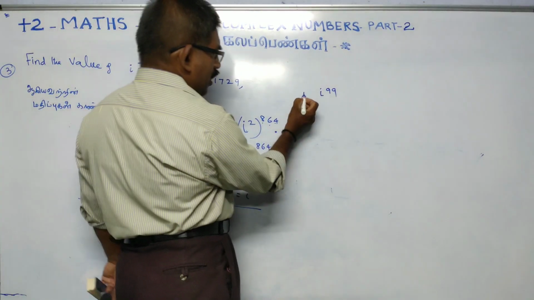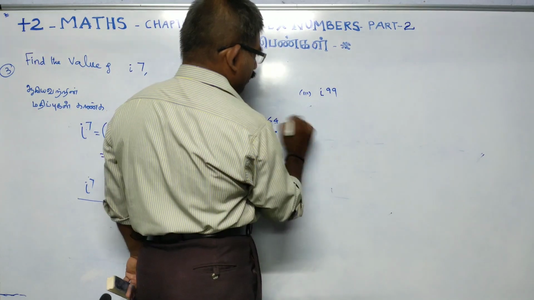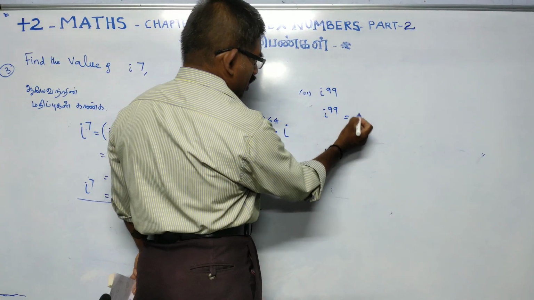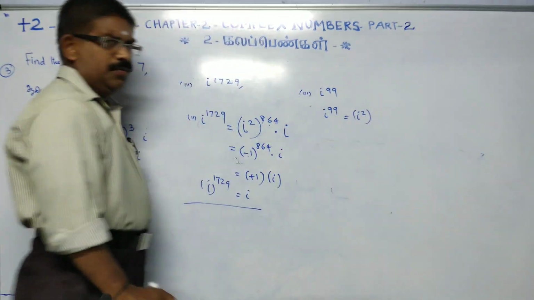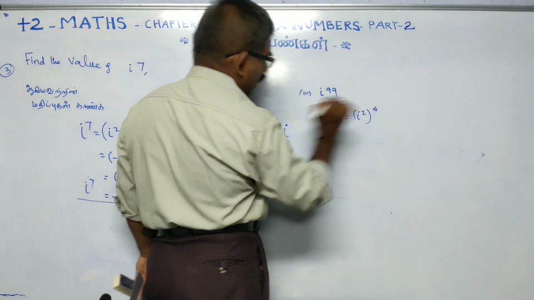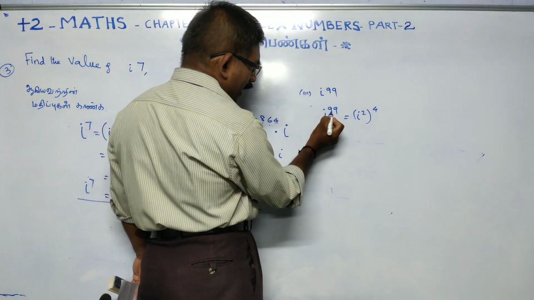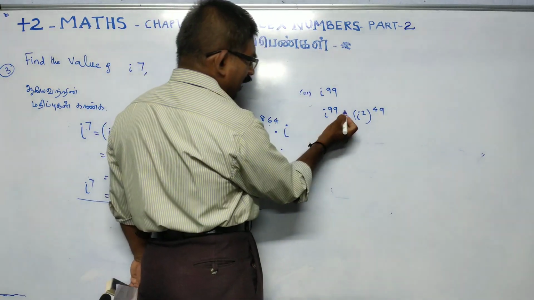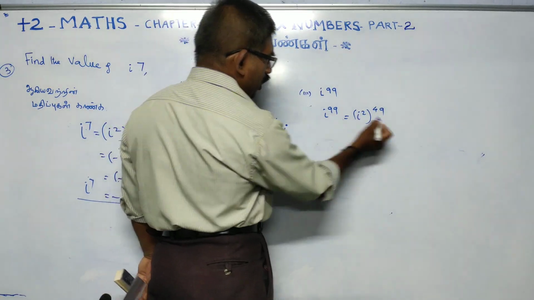Right. i power 99, how can we find? i power 99, try to write in terms of i square. Divide by 2, 4 times. Remaining 8, in 19, 9 times. 19 with 9 times gives 18. Remaining 1, there is one i.